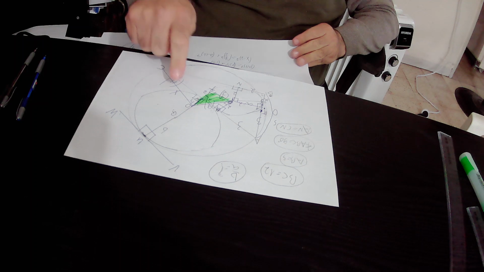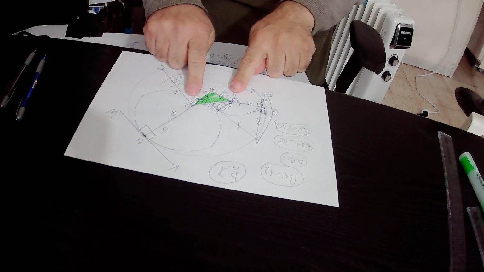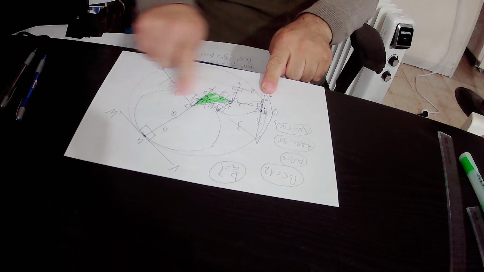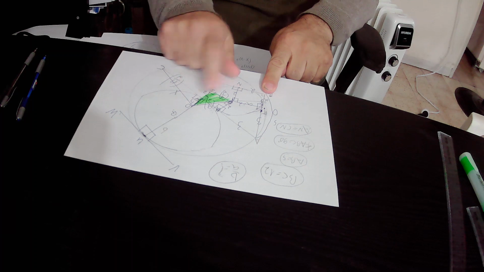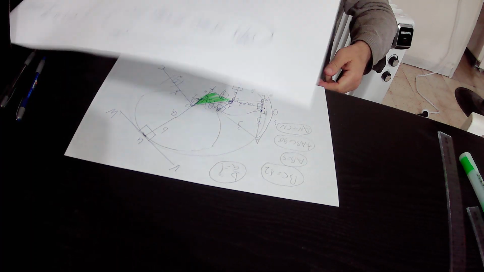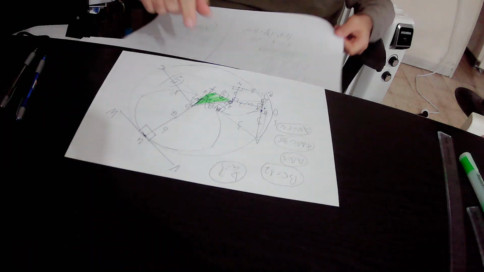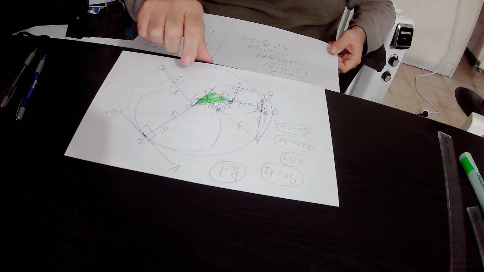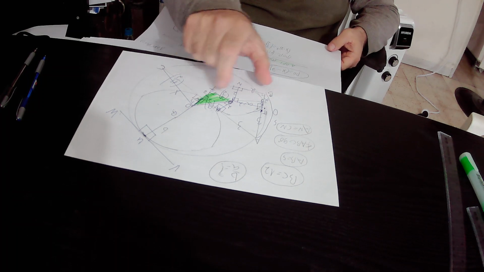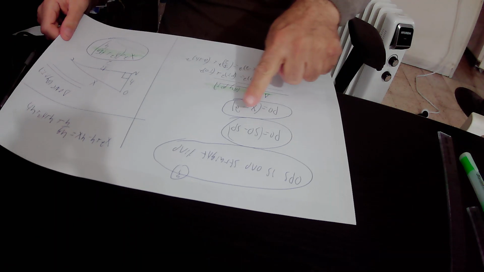If OPS is one straight line, it means that PO must be equal to SO minus SP. Again, SO minus SP equals PO, because OPS is one straight line. PO must be equal to SO minus SP. PO equals SO minus SP.